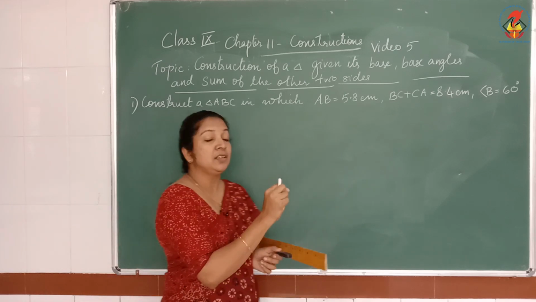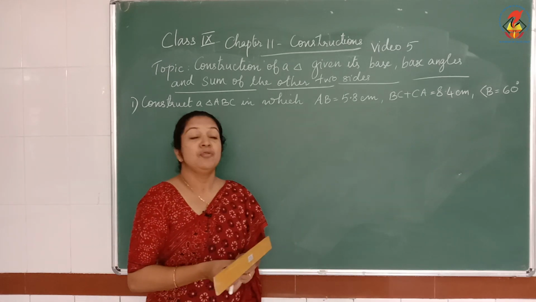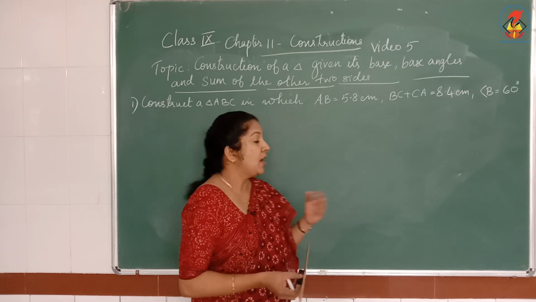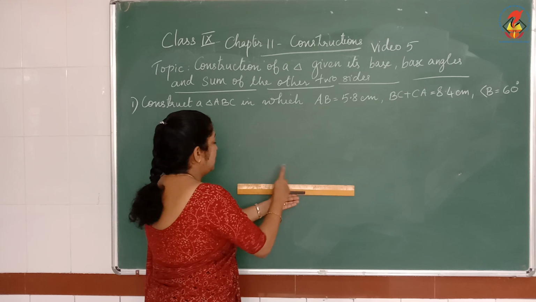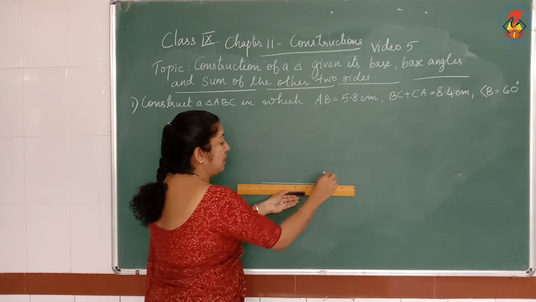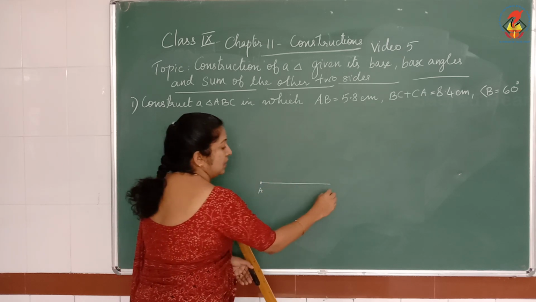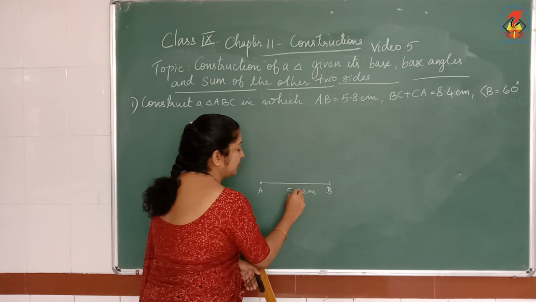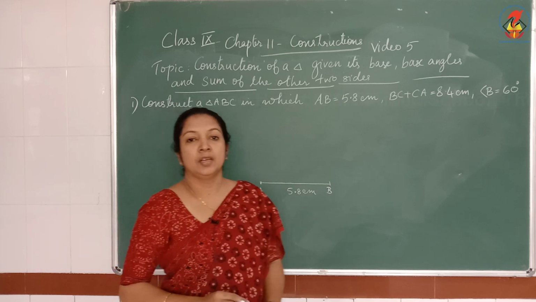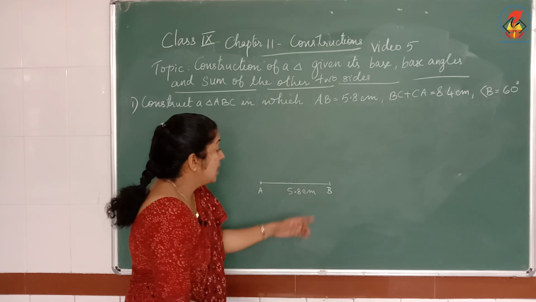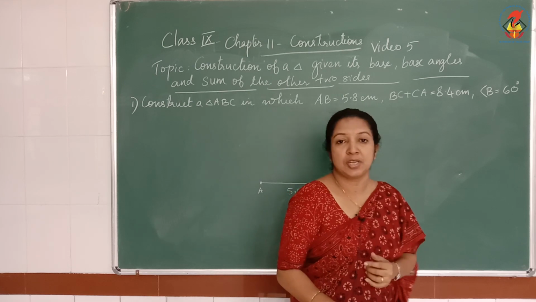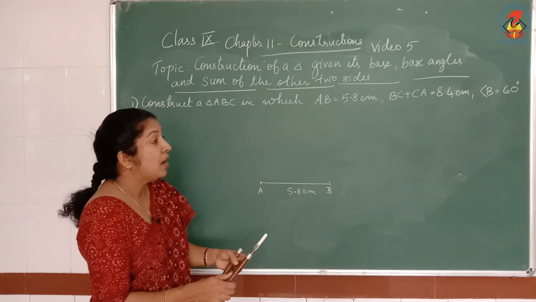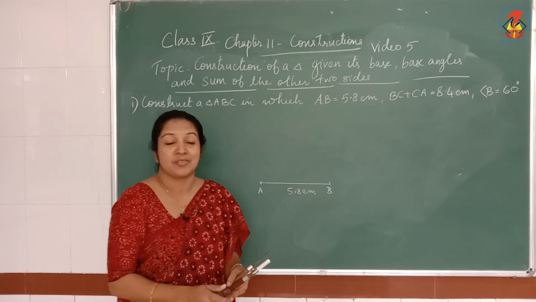I am not taking this 5.8 itself because if I take that it will be very small, so you will not be able to see. So I am just drawing one line AB and I am marking this as 5.8 centimeter. So next is angle B is given as 60 degree. You cannot use protractor, you have to construct 60 degree, you know how to construct.